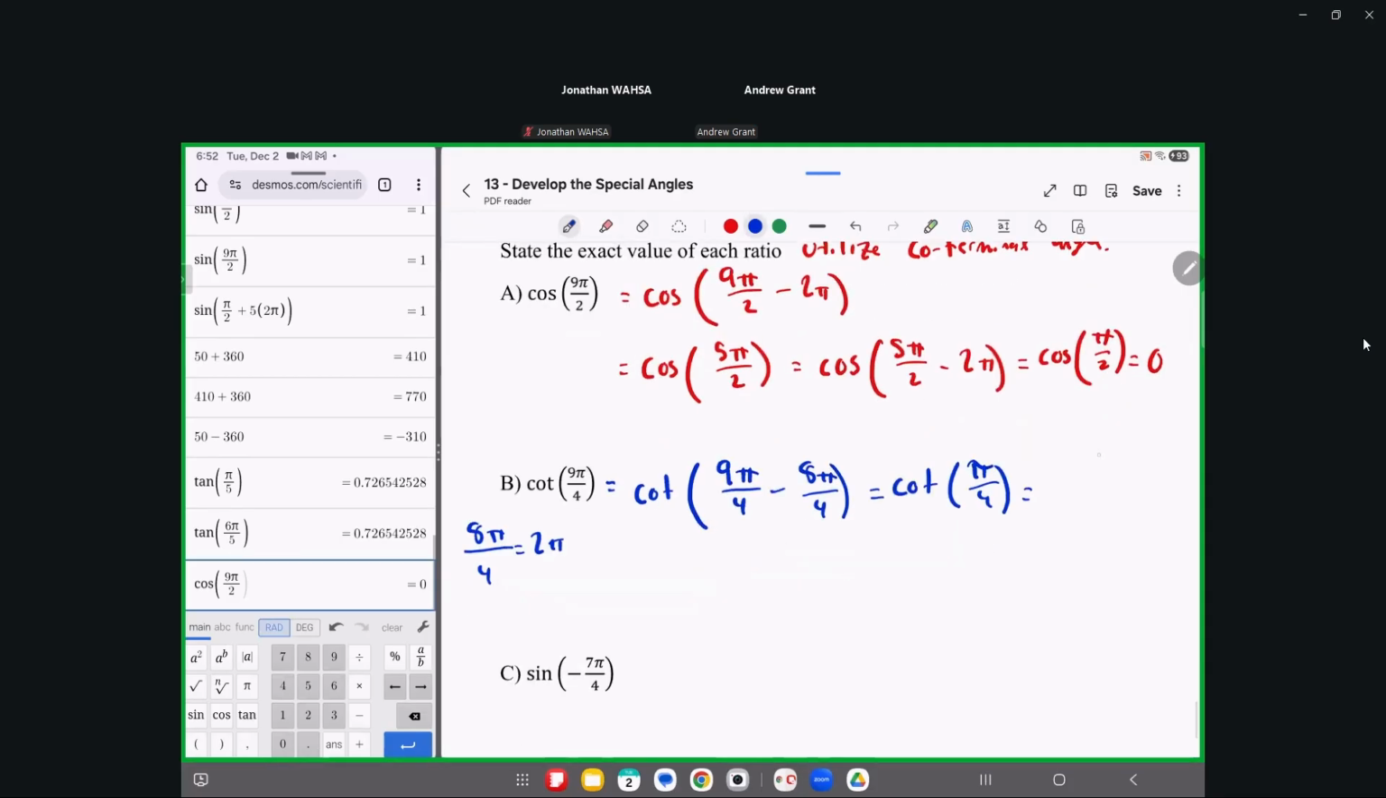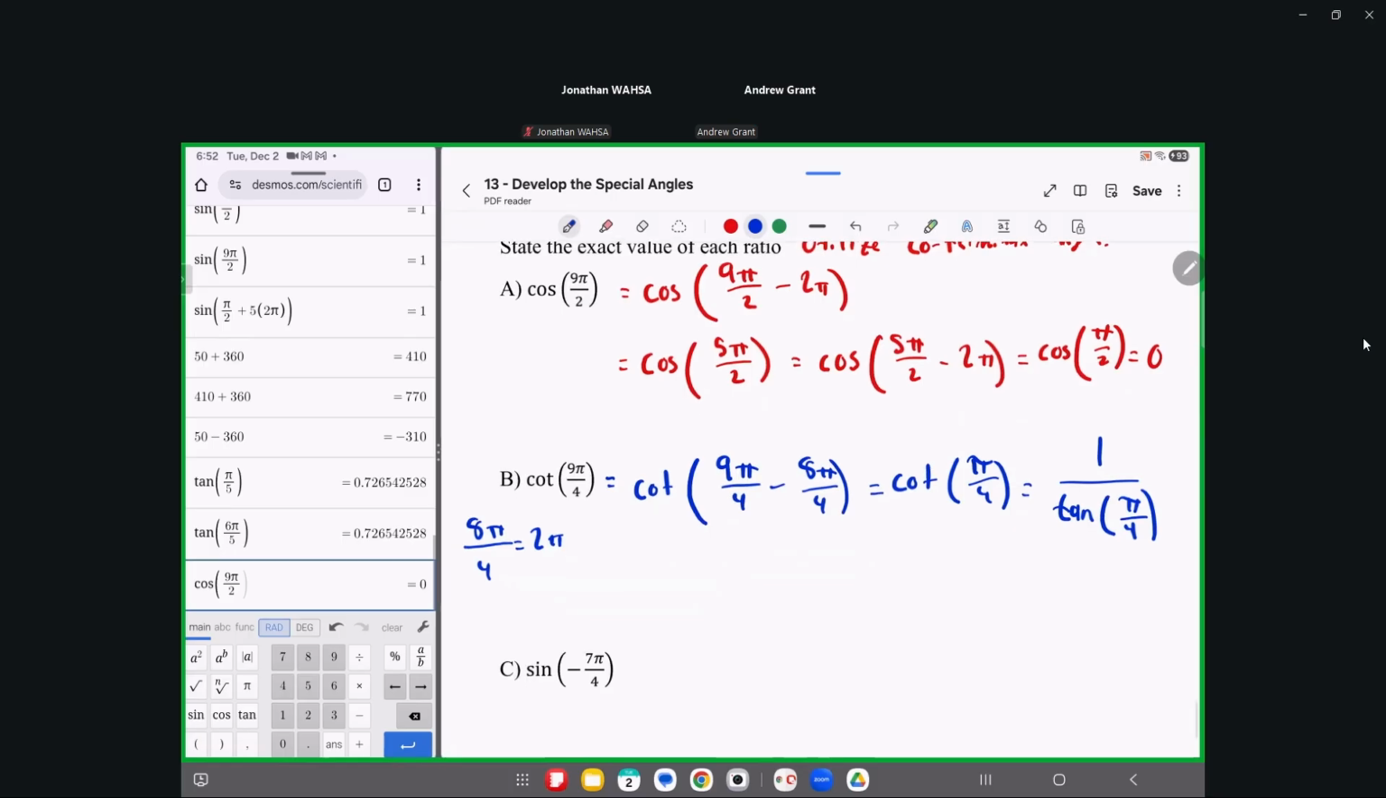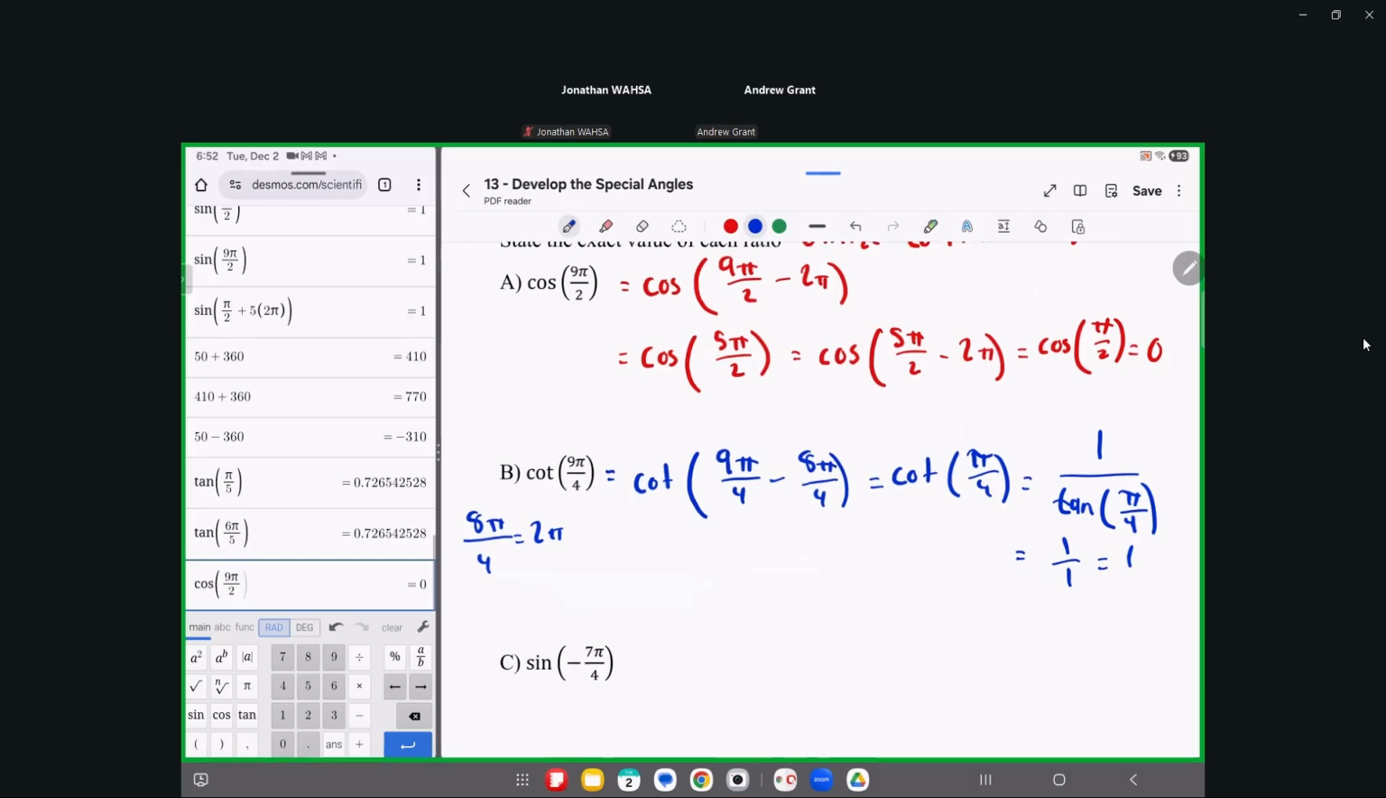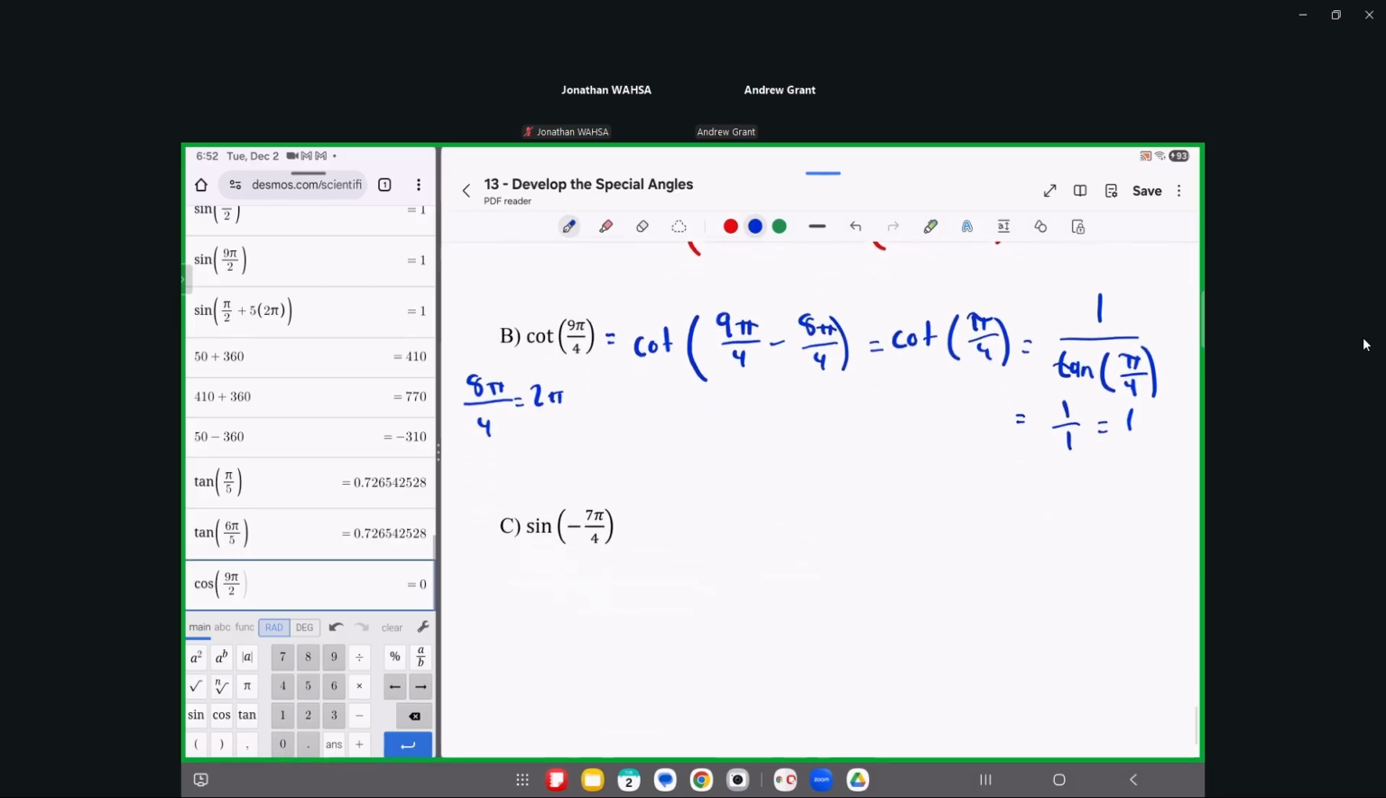Remember, cotangent of pi over 4 is the same thing as 1 over tan of pi over 4. So remember here, we're using the reciprocal relationship that we learned about earlier. And tan of pi over 4 is just 1. So this is just 1 over 1, which is 1. So not too bad. Lastly, we have sine of negative 7 pi over 4.